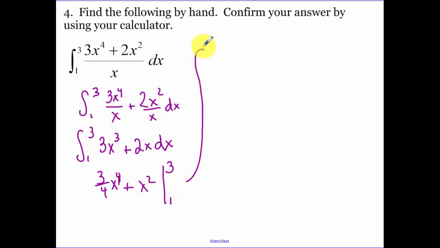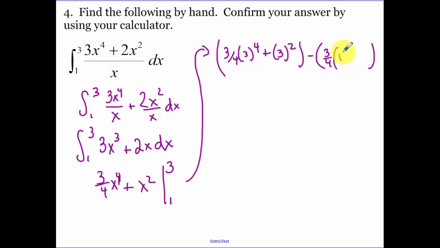So what I can do is plug in the 3 minus plugging in the 1. So I have 3/4 times 3 to the 4th plus 3 squared minus 3/4 times 1 to the 4th plus 1 squared. Simplifying all that out, we get 68. And I'm not going to go through that algebra because that's just wasting time in the video. Now I'm going to show you guys how to do those last two examples by using your calculator.